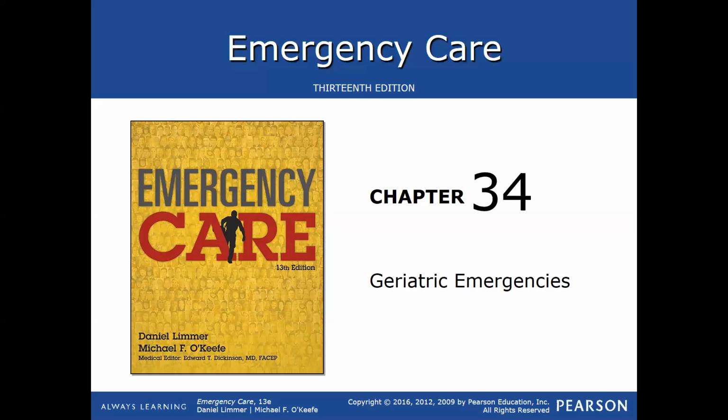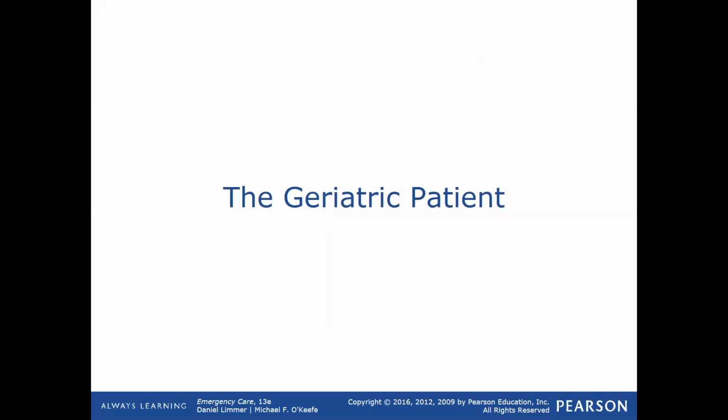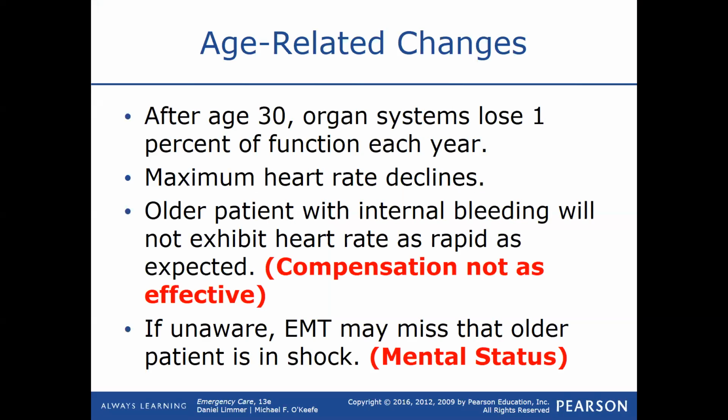All right, so geriatric emergencies. It's a relatively short chapter. Like it says here, after age 30, most organ functions start to decline by 1%. Obviously, this has to do with genetics mainly. So some people decline faster, some people decline slower, but this is just in general. Of course, along with that, maximum heart rate declines because, like I said, after age 30 your body starts to decline in general by 1%, all functions.